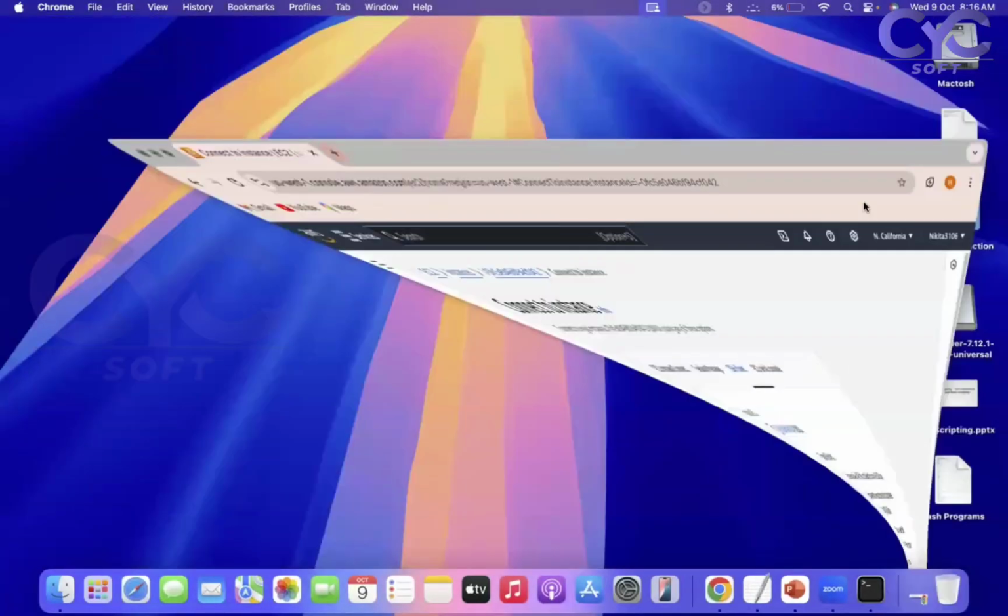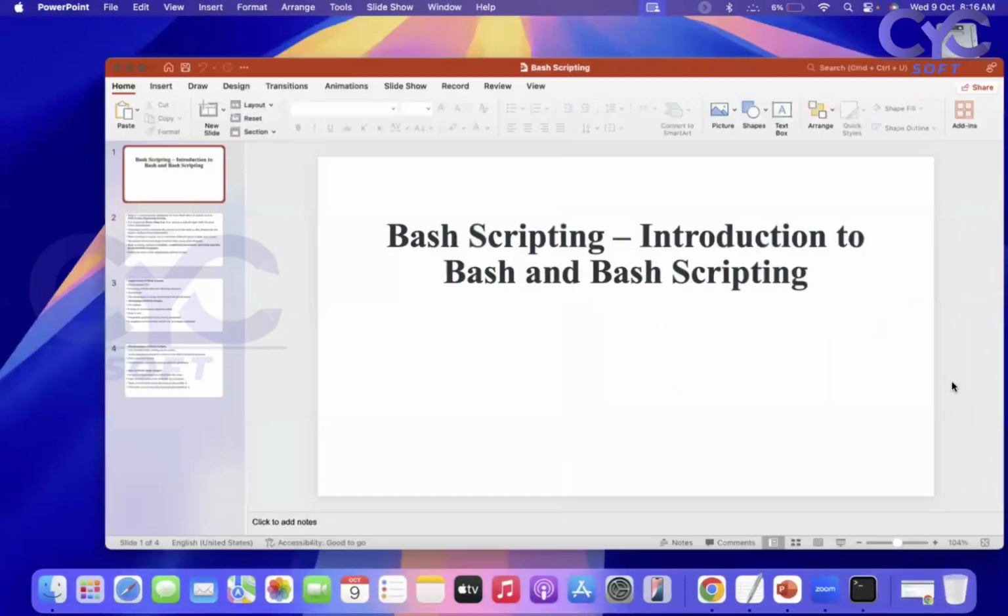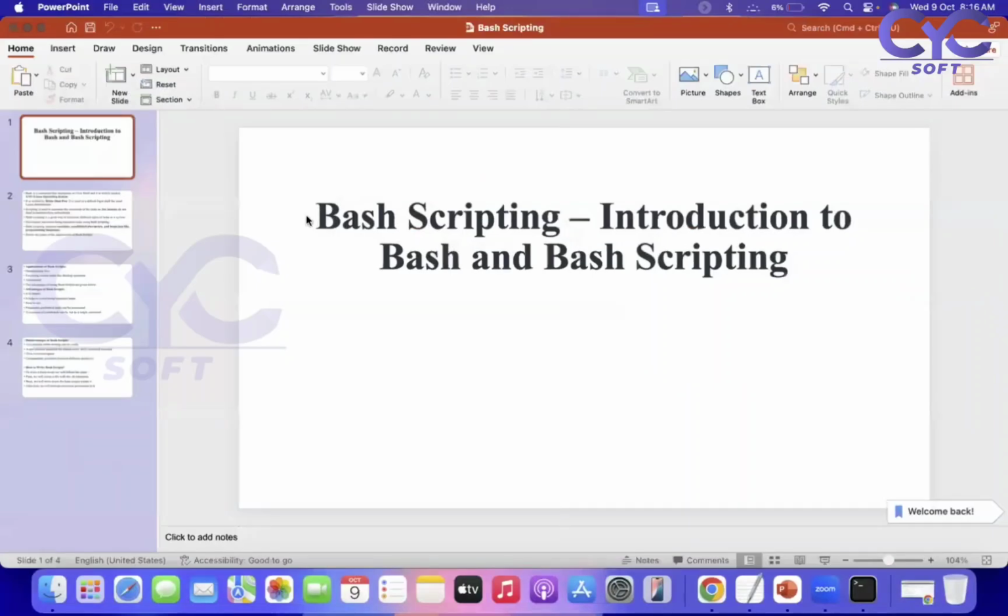So what is bash scripting actually? Bash scripting is something like working with programming languages. Scripting is nothing but programming. We are using it with the client terminal.